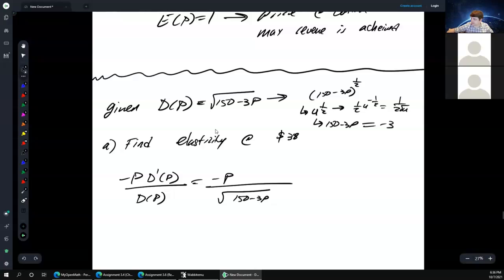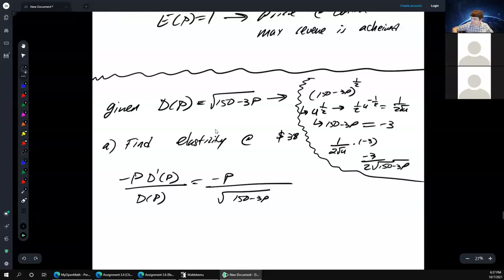So this is going to be multiplying together 1/2 square root of u times a -3, or rewriting this as -3/2 times the square root of 150 minus 3p. So kind of just doing this off to the side for the derivative part. Questions on that derivative?